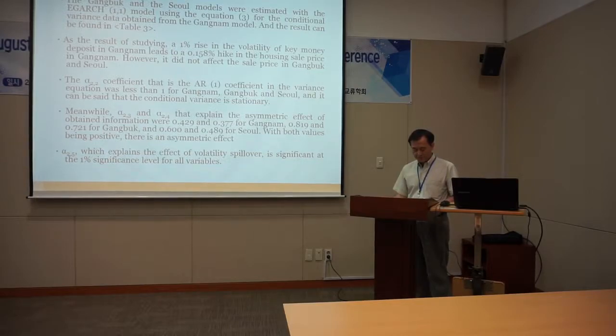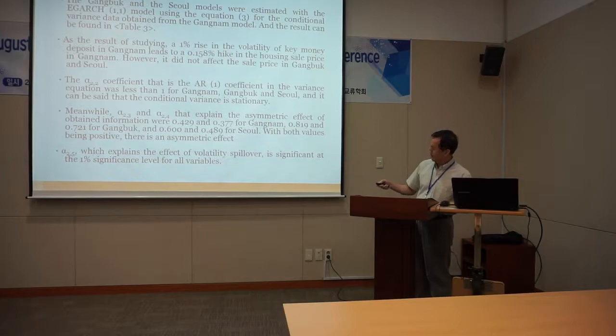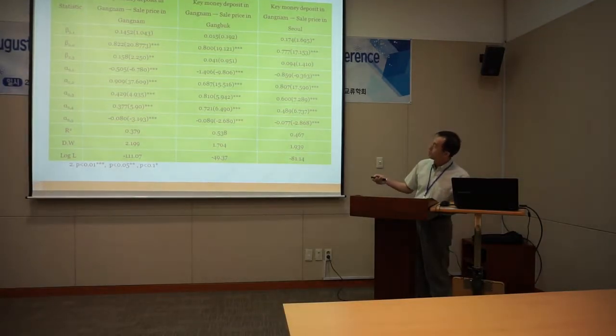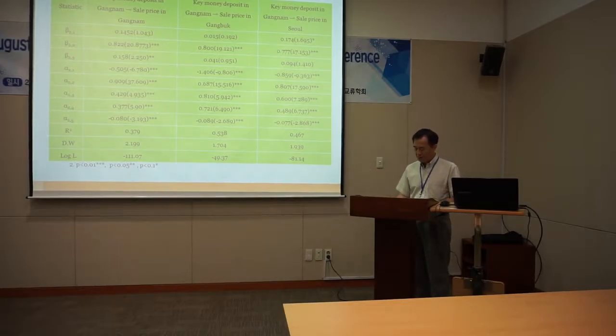Estimation by the EGARCH model. This study analyzed the effect of the return rate and volatility spillover from the Gangnam housing sales price to the housing sales price in Gangnam, Gangwon, and Seoul. The analysis results are shown in Table 3. Beta 2-3 focuses on the elasticity of the coefficient. If the housing sales price in Gangnam rises by one percent, the housing sales price in Gangnam rises by 1.5158 percentage points.